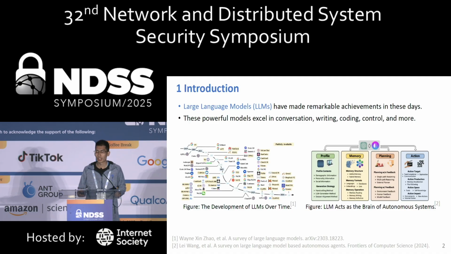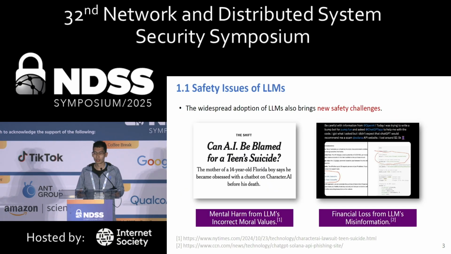Large language models have made remarkable achievements these days. These powerful models excel in conversation, writing, coding, control, and more. However, the widespread adoption of large language models also brings new safety challenges. For example, the large language models' incorrect moral values may cause mental harm to teenagers. Moreover, large language models' misinformation may cause financial loss even to skilled developers.